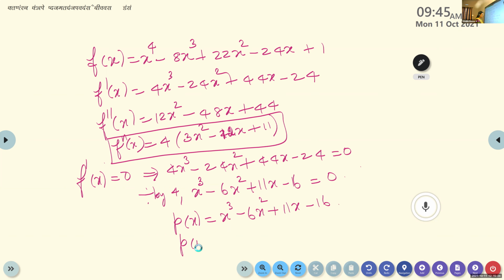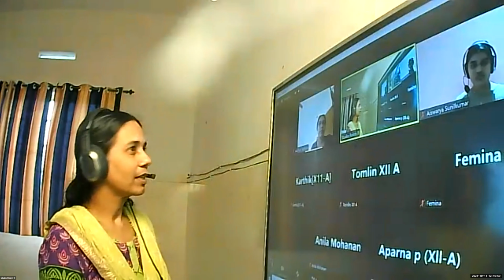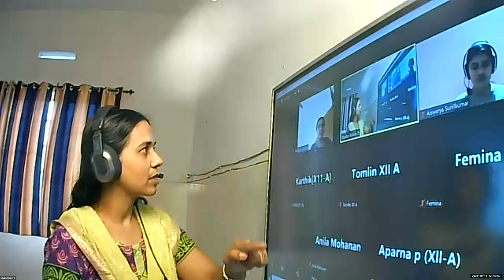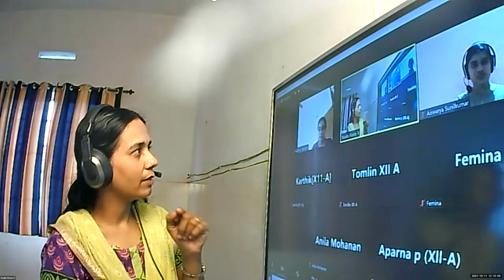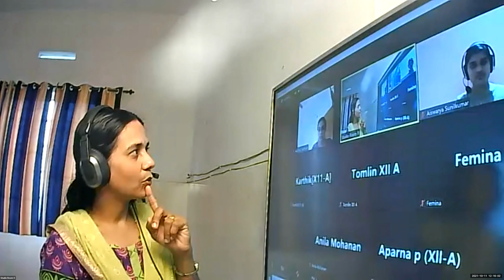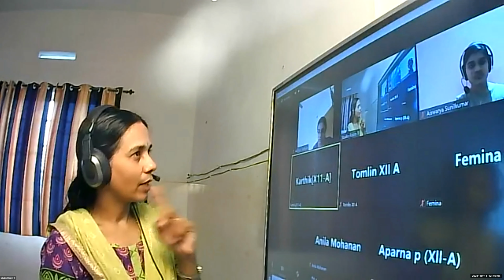What is P of 1? 1 cube minus 6 plus 11 minus 6. Are you getting this as 0? P of 1 is 0. P of 1 is 0 means what we can say? That x minus 1 is a factor. If P of 1 is 0, then x minus 1 is a factor. In 9th standard, have we learned this or not? If P of 2 is 0, which one is a factor? X minus 2 is a factor.